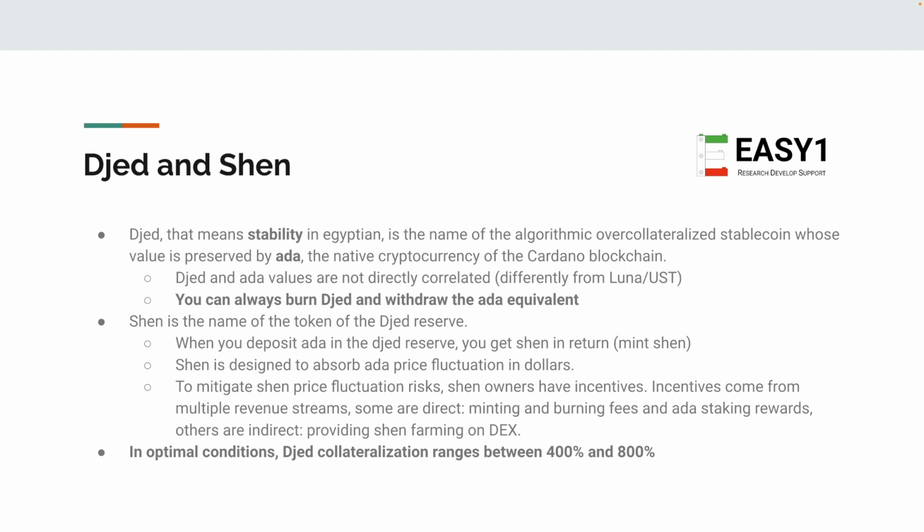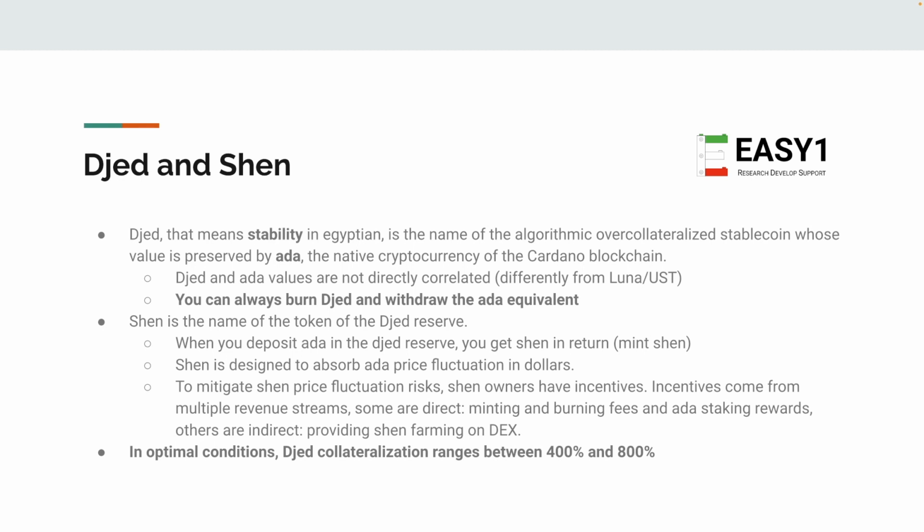Shen is designed to absorb ADA price fluctuation in dollars. This means that thanks to the overcollateralization, if the ADA price goes either up or down, this fluctuation will go straight into Shen, which will give the stability and the peg to Djed. Obviously, because Shen by design absorbs the fluctuation, the value of ADA and the value of Shen are directly correlated. We will see this again in a few minutes in the simulator. So if ADA goes up, Shen goes up. If ADA goes down, Shen goes down.